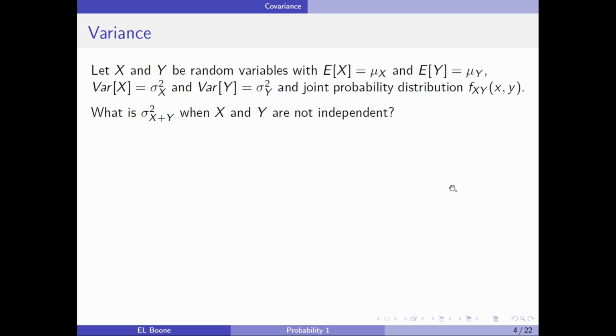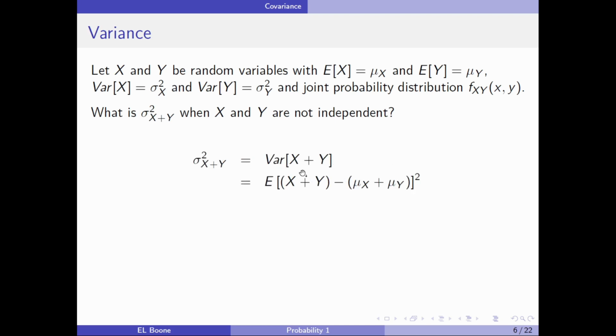All right, so let's look at variance again. Let x and y be random variables with the expected value of x being mu x and the expected value of y being mu y, the variance of x being sigma squared sub x, the variance of y being sigma squared sub y, and the joint probability distribution function is f sub xy of x, y. Ugh, that's a mouthful. All right, so this is the variance of x plus y. I'm just trying to swap out the notation because depending on where you look in different literature, sometimes you'll see it written this way and other times you'll see it written this way. So I'm just trying to expand things out. This is what we're interested in right now.